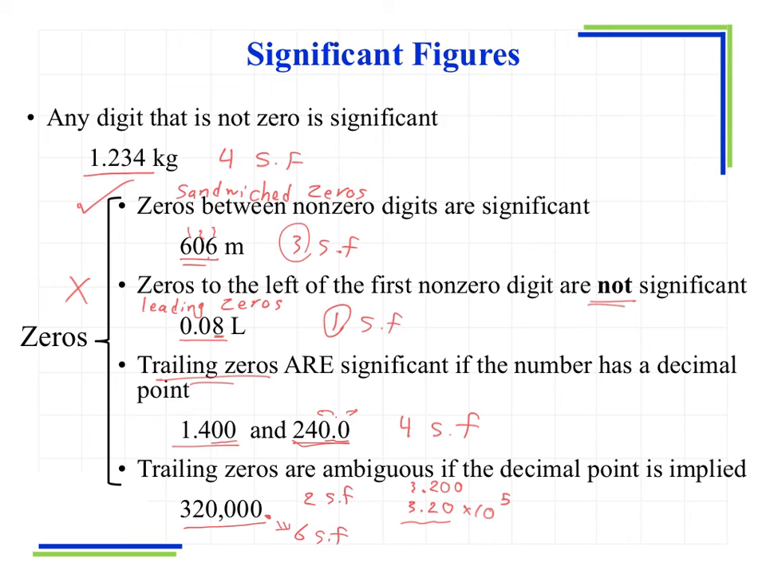Okay, so these numbers are a little bit ambiguous. If you're given this number without the decimal point, you would say it has 2 sig figs because the rest of the zeros are trailing zeros and there is no decimal point, so only 2 sig figs.